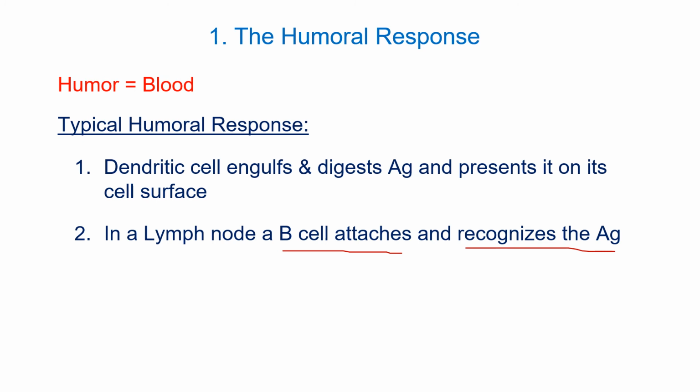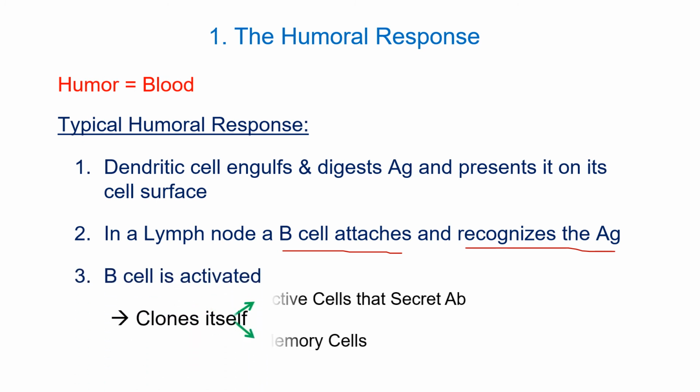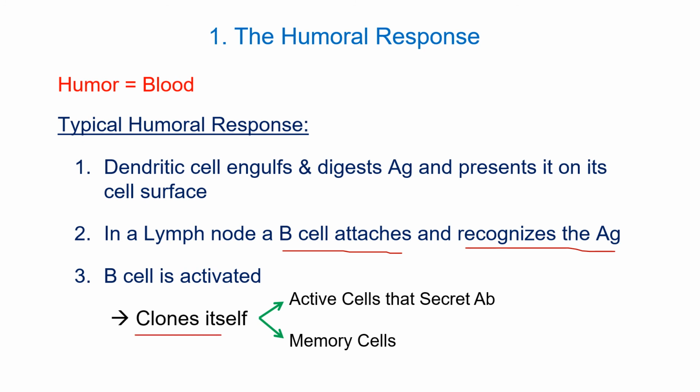Once it recognizes the antigen, it gets activated. And what happens when it gets activated? First thing, it clones itself. Some of these clones become active cells, and these active cells secrete antibodies. Some of these cells become memory cells, so these are long-lived cells. We'll talk about those as well shortly.